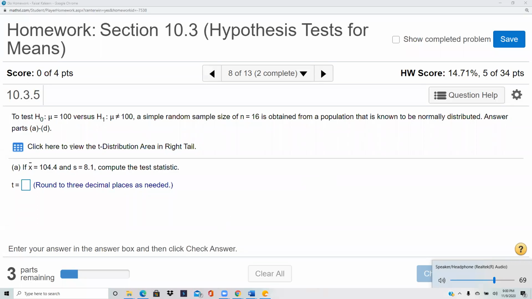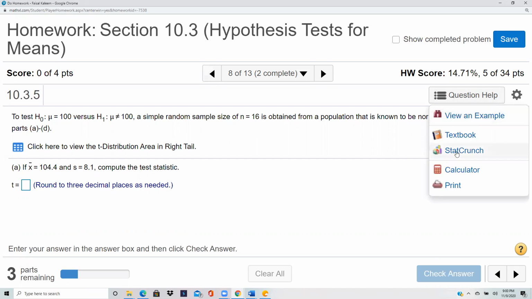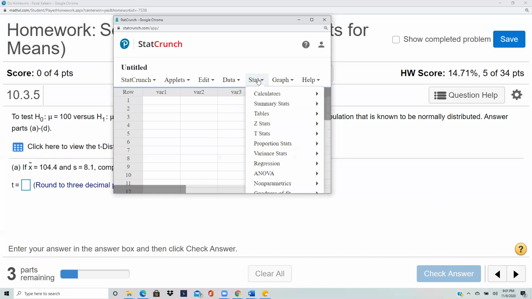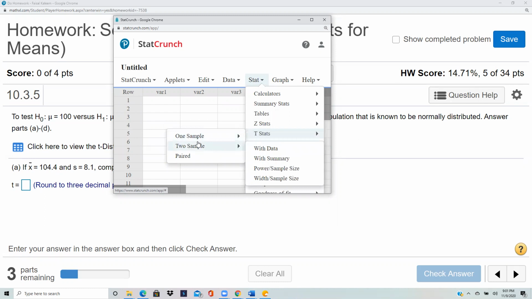To test the null hypothesis mean equals 100 versus the alternative mean not equal to 100, a simple random sample of size 16 is obtained. Compute the test statistic. Since we are testing means, the test statistic will be a t-stat. Sample mean.